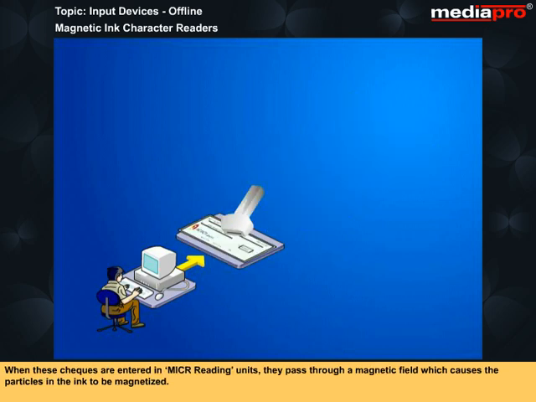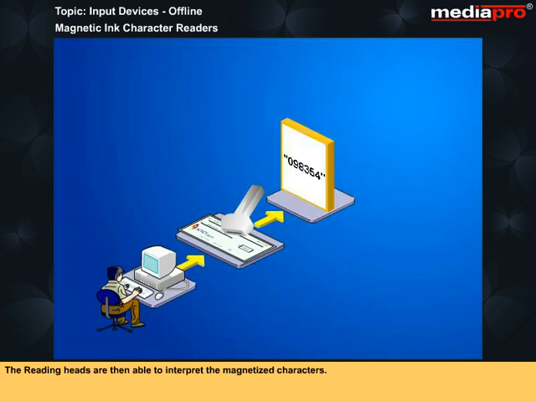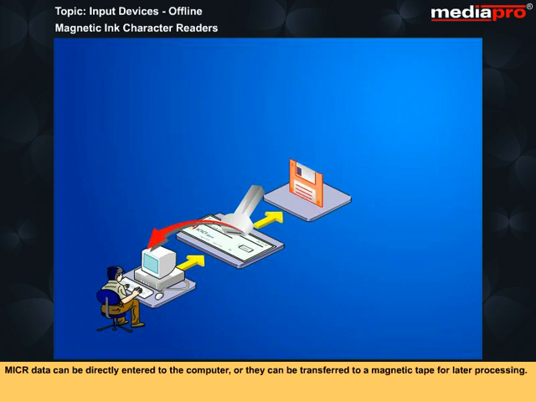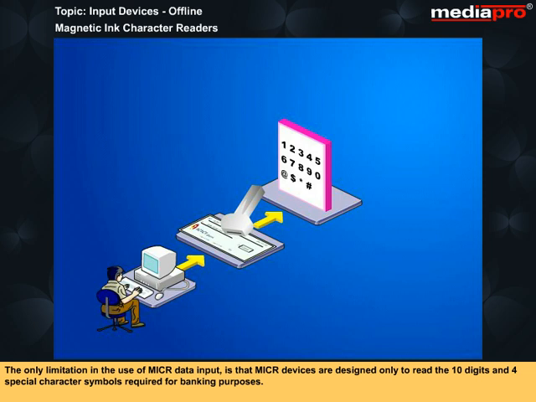When these checks are entered in MICR reading units, they pass through a magnetic field which causes the particles in the ink to be magnetized. The reading heads are then able to interpret the magnetized characters. MICR data can be directly entered to the computer, or it can be transferred to a magnetic tape for later processing. The only limitation in the use of MICR data input is that MICR devices are designed only to read the 10 digits and 4 special character symbols required for banking purposes.